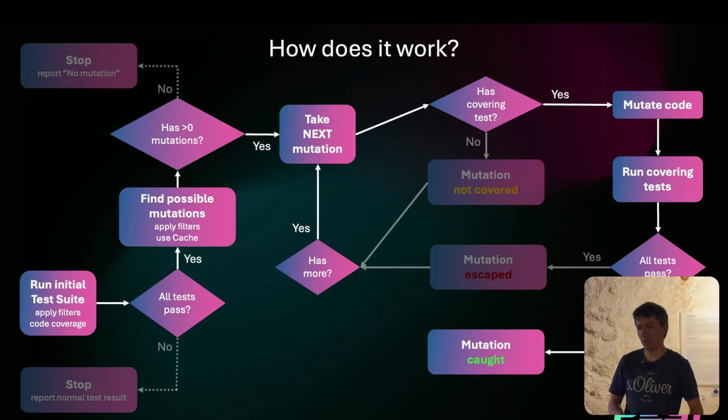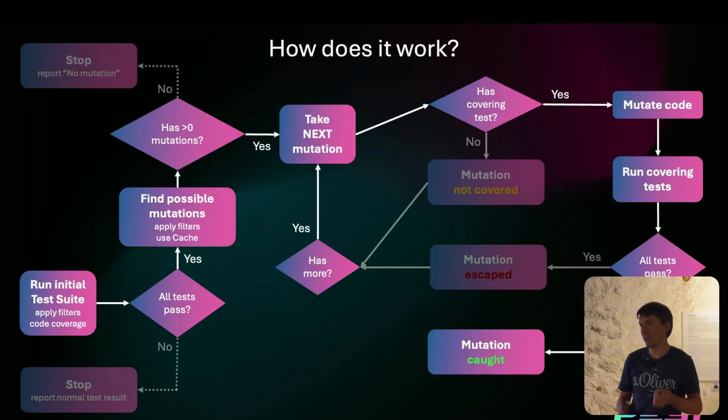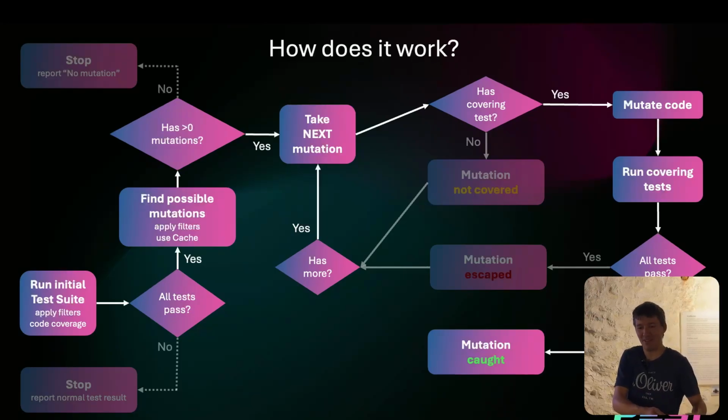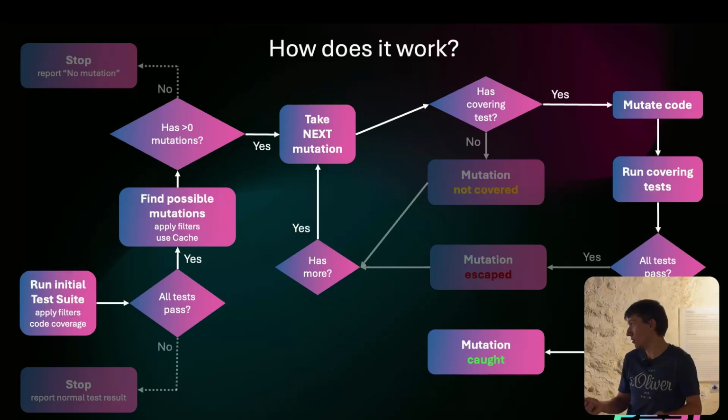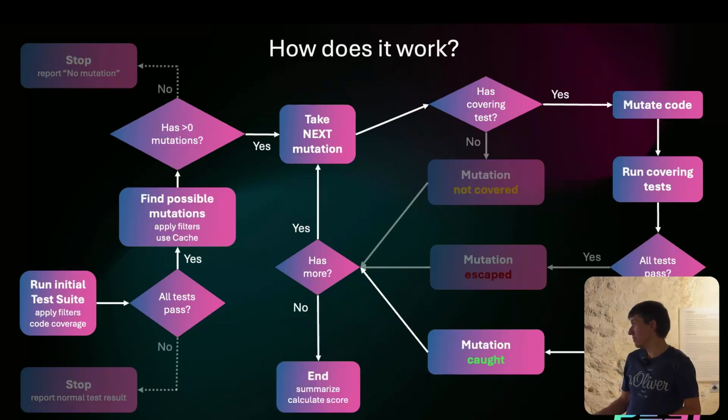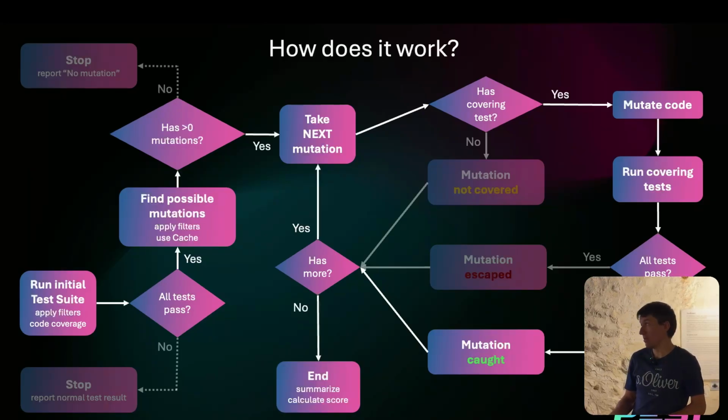If you are familiar with the concept of mutation testing, most mutation testing frameworks call this killed, but I think it's a bit confusing because killed is normally something bad, but it's actually what we want to have. We want the system to detect. So I went with the term caught instead of killed here. Yes, and this loops again and again until it has no more mutations left. And then it shows a nice summary and calculates a new score.